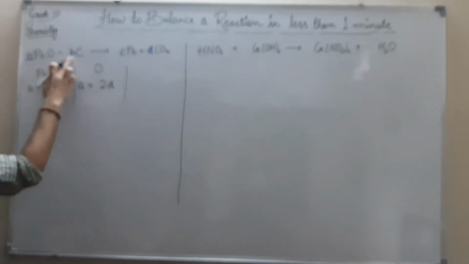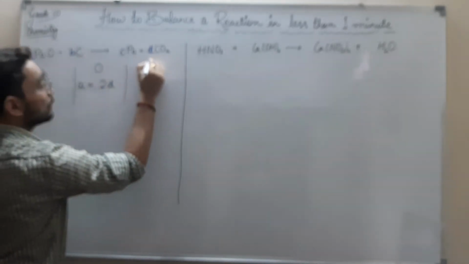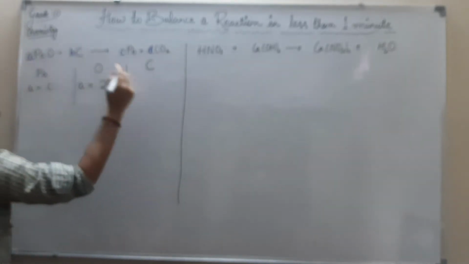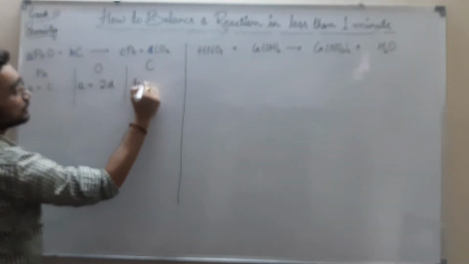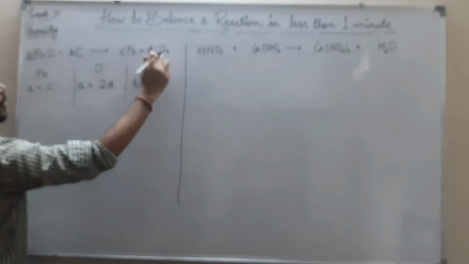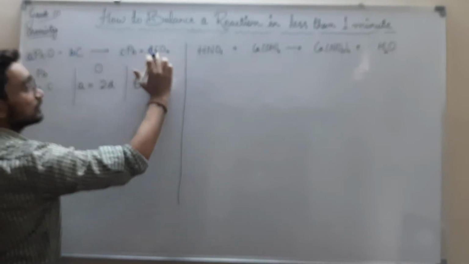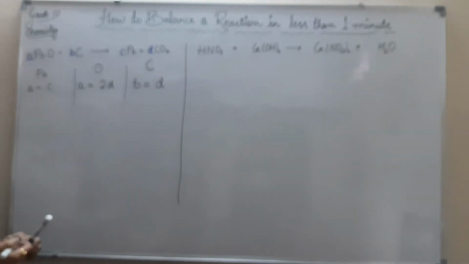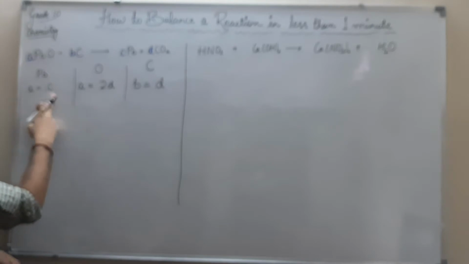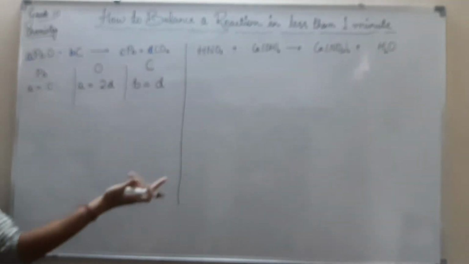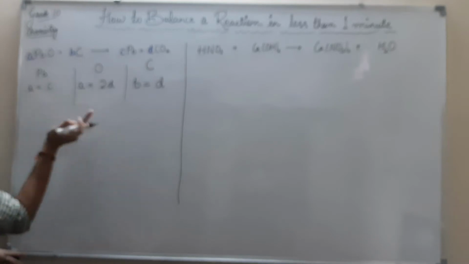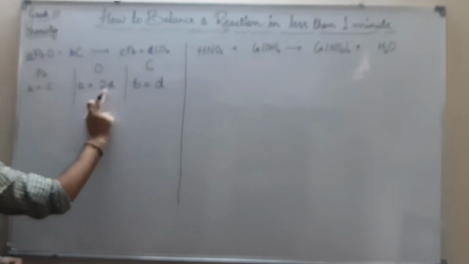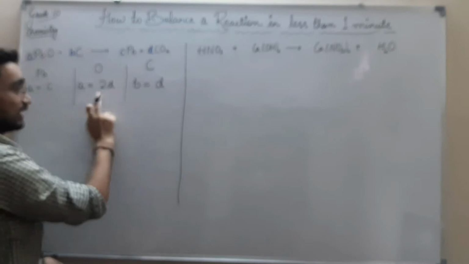The third one is carbon. Looking at carbon, it is B on the reactant side equals, how many carbons are there on the product side? D. So B will be equal to D. Now we have to check which variable is repeating the maximum number of times. A 2 times, C 1 time only, B only 1 time, and D 3 times.